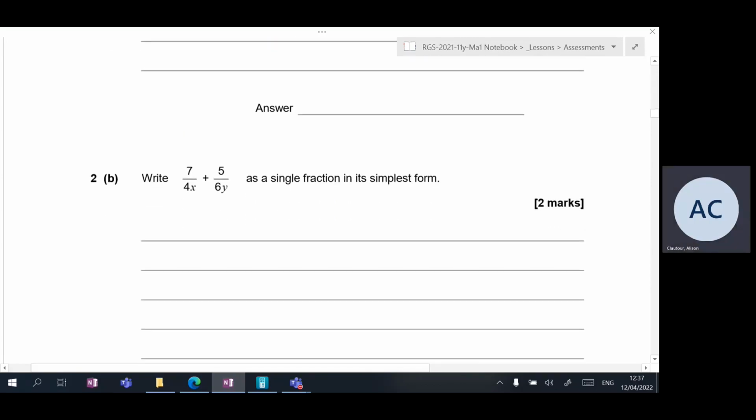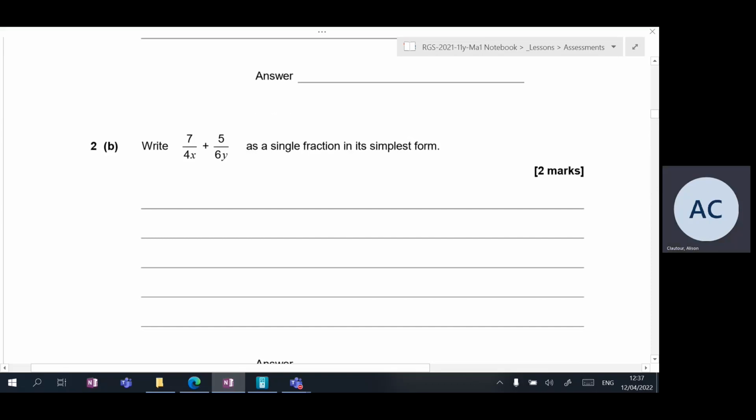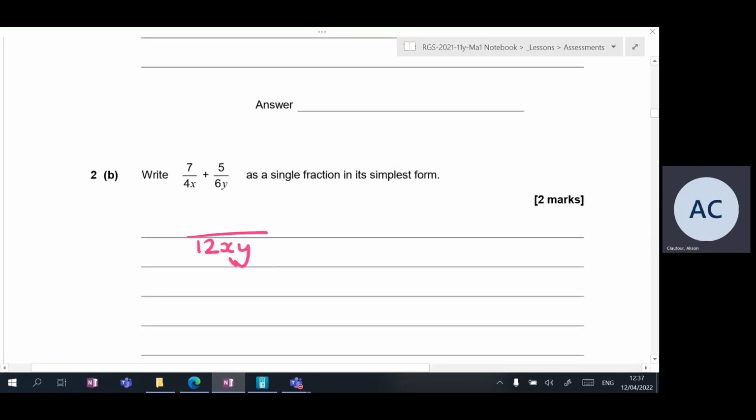And then very similarly, adding fractions together. So think about the rules for adding fractions. When we add fractions, we find a common denominator. So I want a number that 4x and 6y go into. If we look at the numbers, they both go into 12. And then I'm going to need the x and the y as well. Your lowest common multiple, remember, isn't always just the two multiplied together. Lots of people would have put it over 24xy. That's fine, but you'll have some cancelling to do at the end. So always try and find the lowest common denominator.